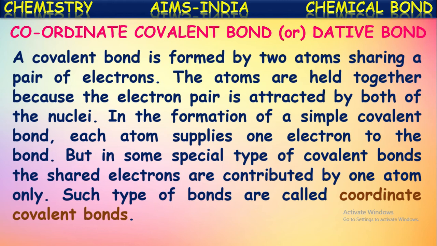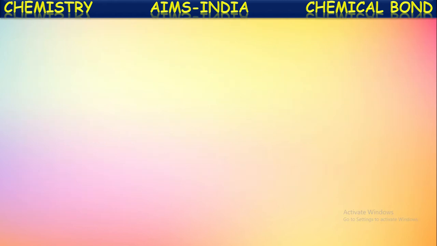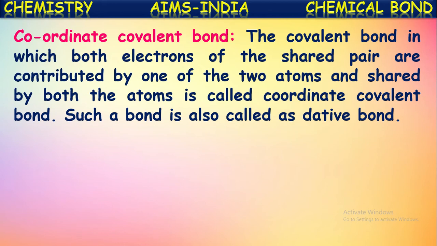But in some special types of covalent bonds, the shared pair of electrons is contributed by only one atom, and that pair of electrons is shared by both the atoms. Such kinds of covalent bonds, in which the shared pair of electrons is contributed by one atom and shared by both the atoms, are called coordinate covalent bonds or dative bonds. Okay, let us see the definition for it.